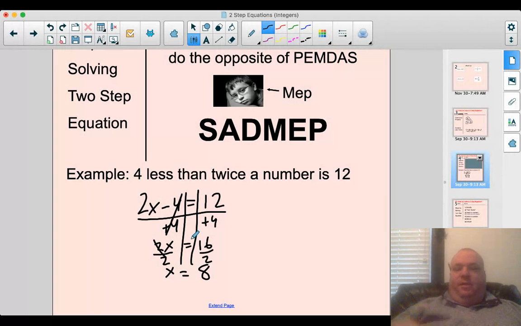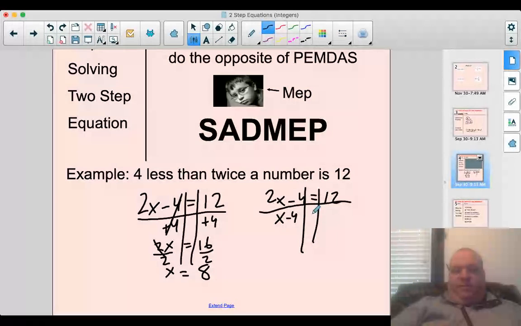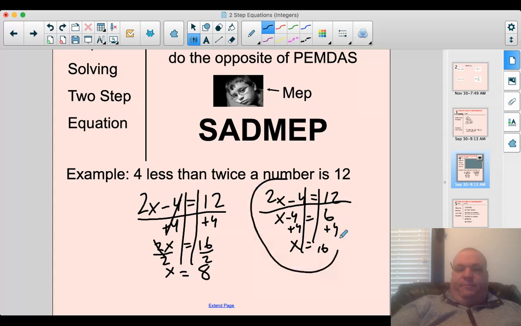And it matters because if we had done it in a different order, let's take that same equation. Let's say we thought we needed to divide by 2 first. If I divided by 2 first, I get x minus 4 equals 6. And then I'd have to add 4. I get x equals 10. All right, that doesn't work.